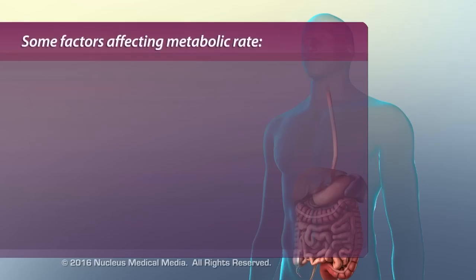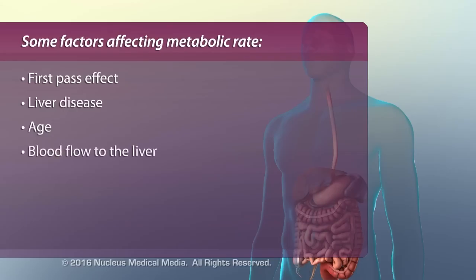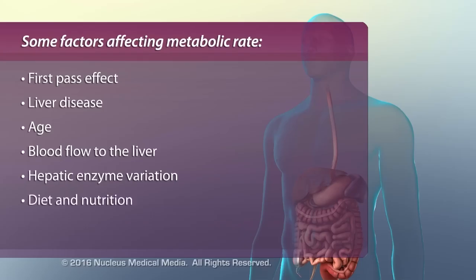A few of the factors affecting metabolic rate are: the first pass effect, liver disease such as cirrhosis. Neonates and the elderly have decreased liver function. Compromised blood flow to the liver will lower metabolic rate. Variation in amount and type of hepatic enzymes. Poor diet and nutrition can affect normal liver function. And higher circulating drug levels due to dosage or patient's weight take longer to metabolize.